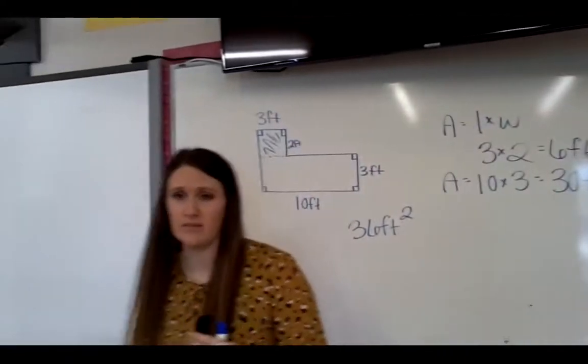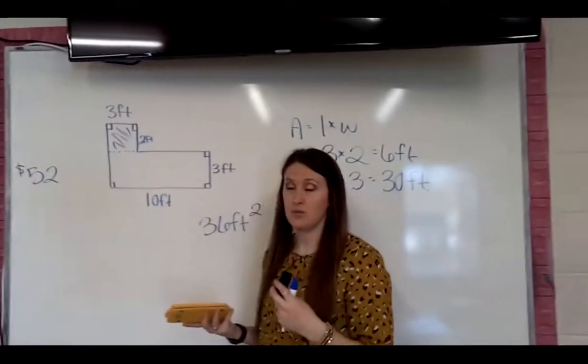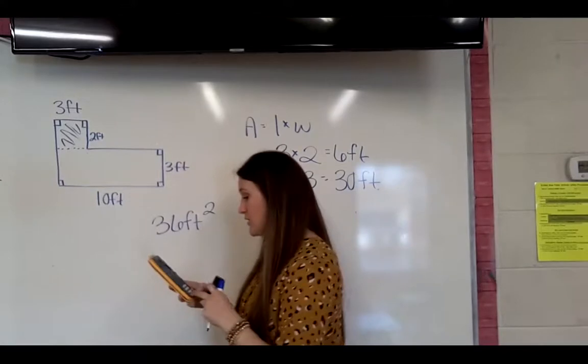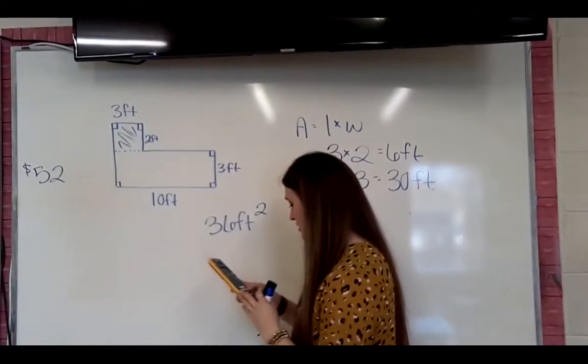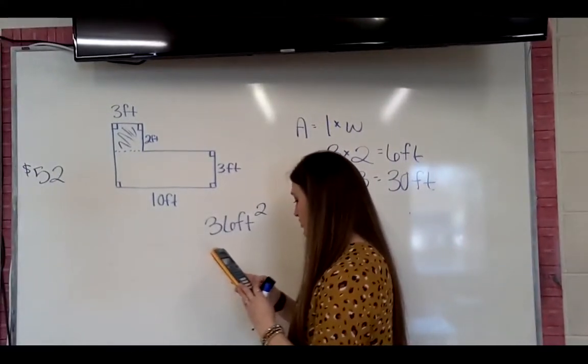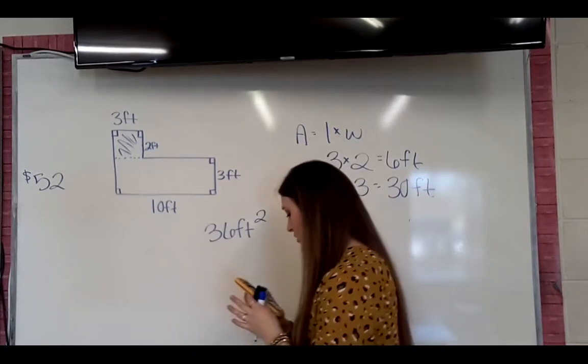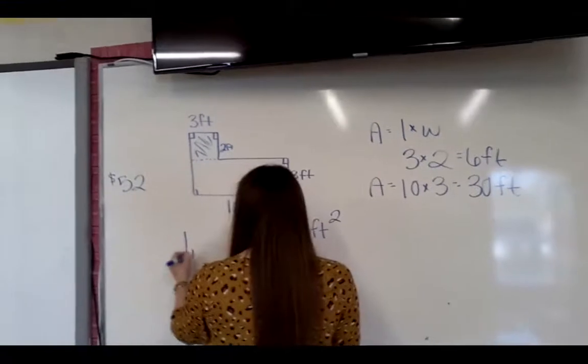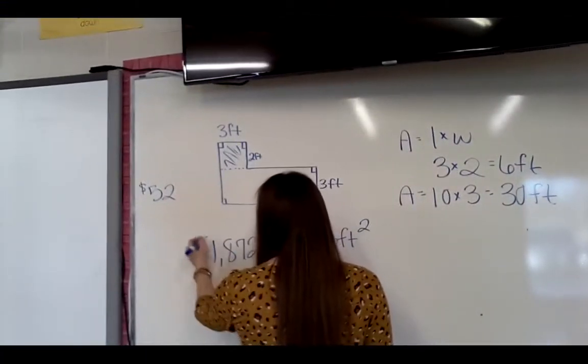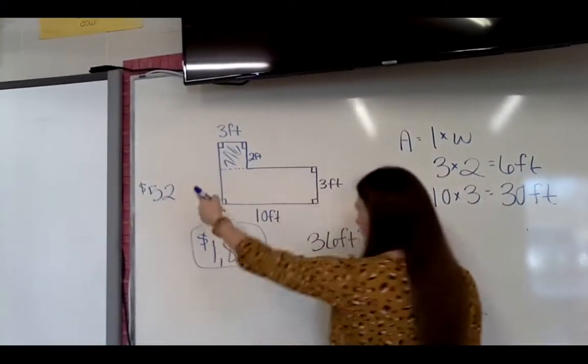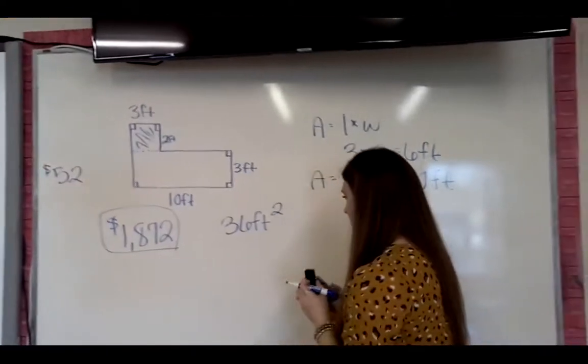This is a really good relevant problem. 2 years ago, we put new countertops in, and that's what you have to do. You have to measure it all, and then they give you price per square foot, and then you calculate how much it's going to cost. So that is going to cost $1,872. I took 52 times 36 to get that.